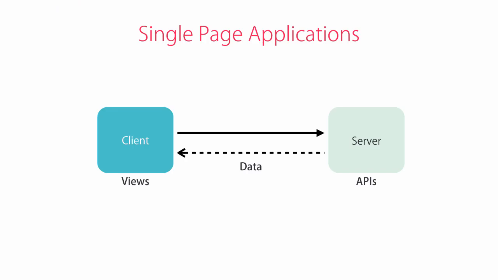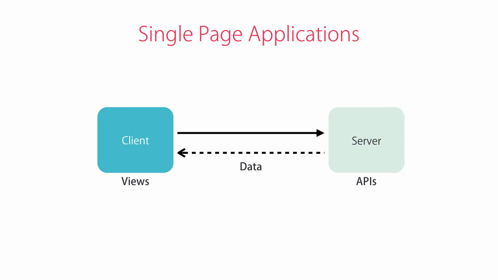client. With this architecture, on the server side, we would have a number of APIs that are purely responsible for getting or modifying data. All the views will be generated on the client, which means we won't be using MVC Razor views. Applications built with this kind of architecture are called single page applications.